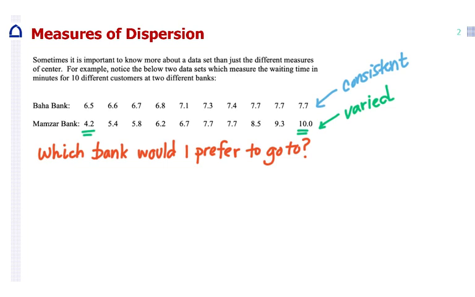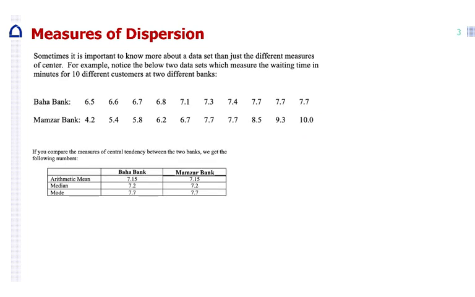Now up to this point, in terms of math measurements, all we have learned how to do is find the measures of center, the mean, the median, and the mode. So I'll show you those calculations for each of these two banks. So you can see for each of these two banks, the mean is the same. And the median is the same.